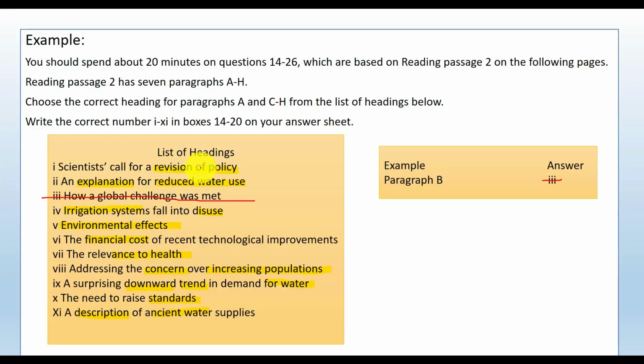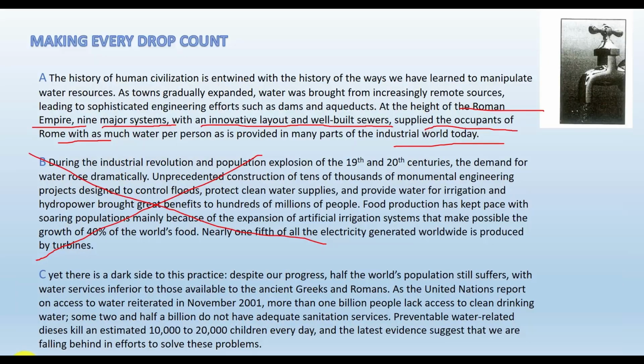That has nothing to do with it. It's nothing about policy. It's not explanation. It's not about irrigation systems, environmental effects, financial cost, relevance to health, concern, and that's the only option. And there is no confusing option. We chose a description of ancient water supplies. Okay, this is for paragraph A. Now let's go on to the second paragraph. We eliminated paragraph B and we are on paragraph C.